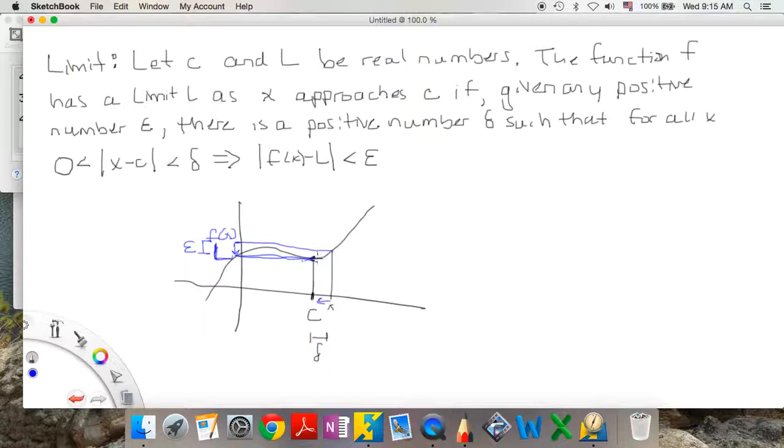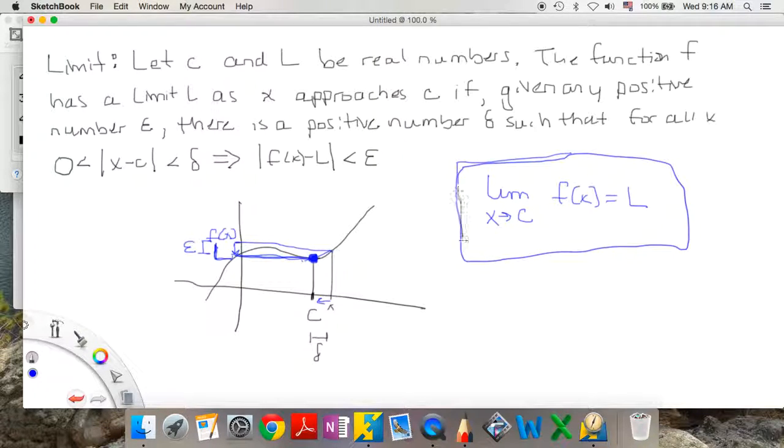Okay? All we're doing is seeing what happens as we get closer and closer to this value for x. What does that do to our function value? Now, the way you write this is the limit as x goes to c of f of x equals L. This is what you need to be most familiar with. As we do some examples, it'll make more sense.